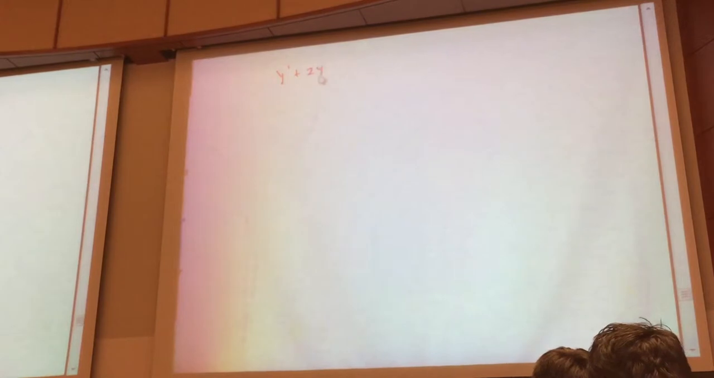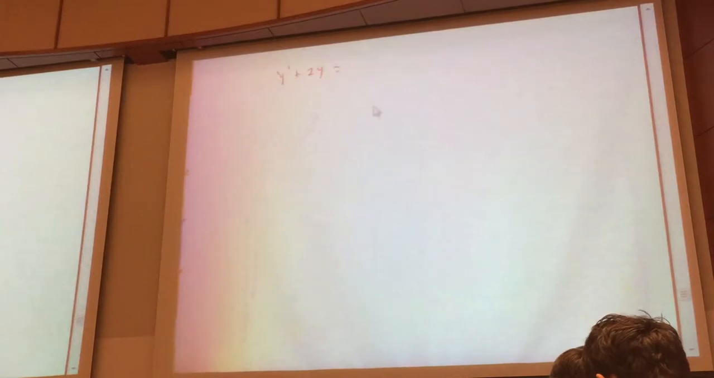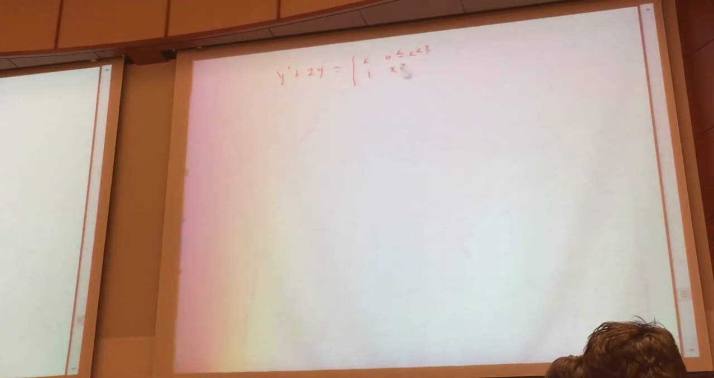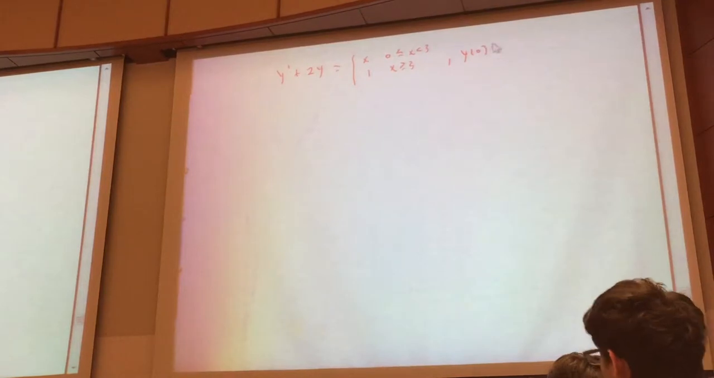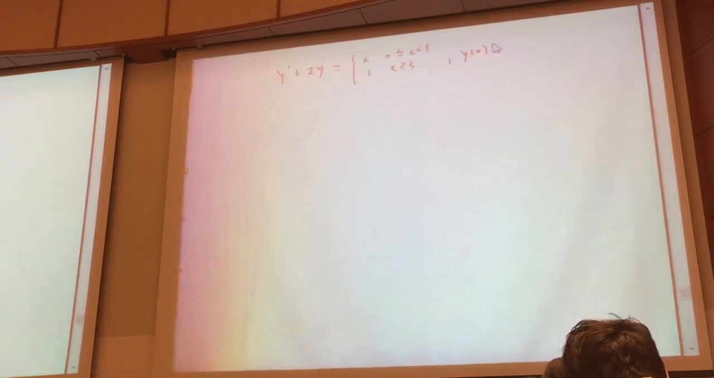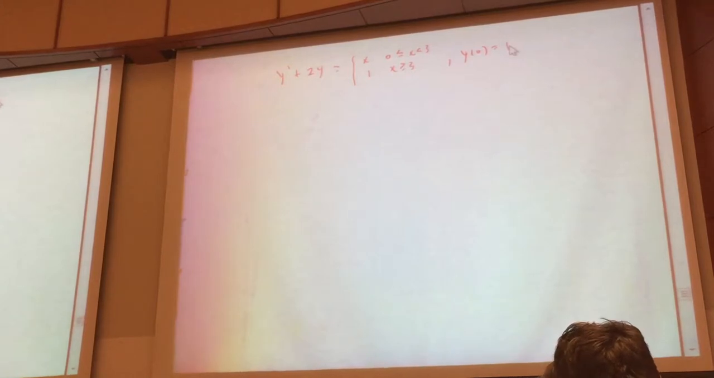We had y prime plus 2y is f of x, equal to x for 0 less than or equal to x less than 3, and 1 for x bigger than or equal to 3. That's my forcing function, piecewise. And y at 0 is 1. So, I want to take the Laplace transform of this initial value problem. But of course I can't do that until I fix this up, so let's do that.